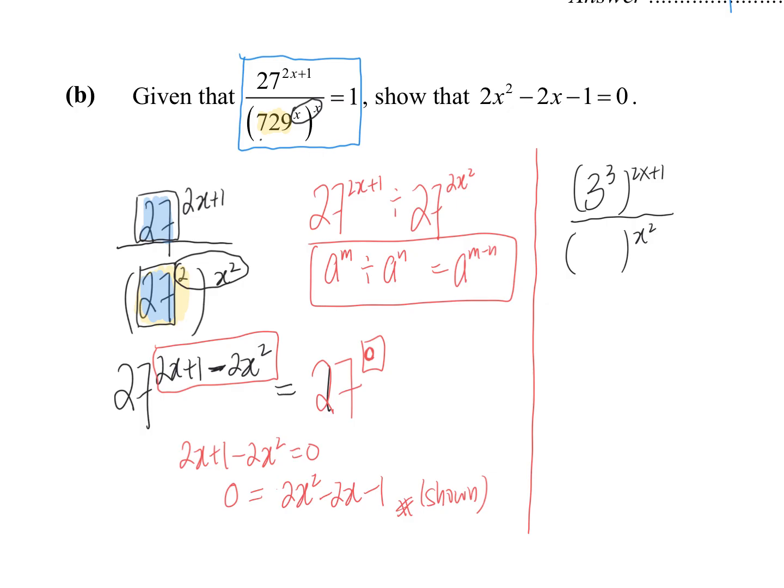How do you think of this? You just have to work backwards sometimes. So 729 is 3 to the power of 6.